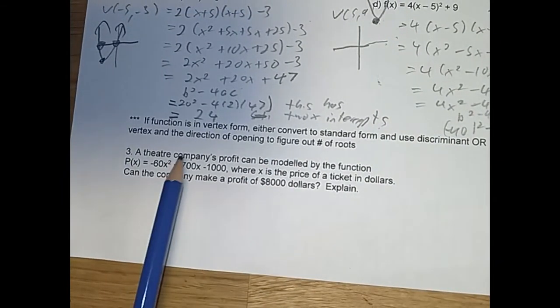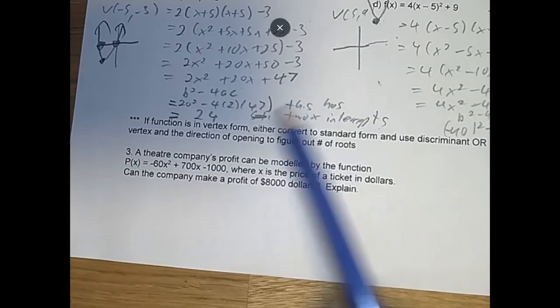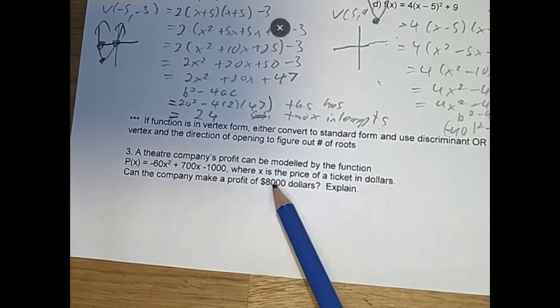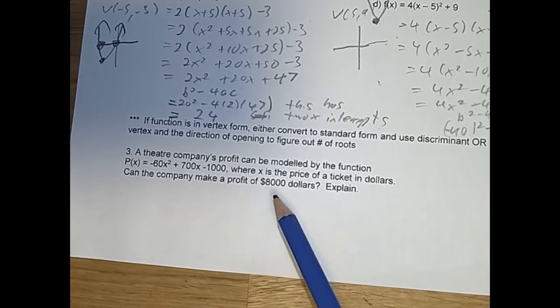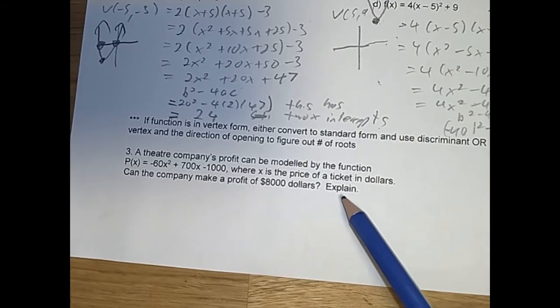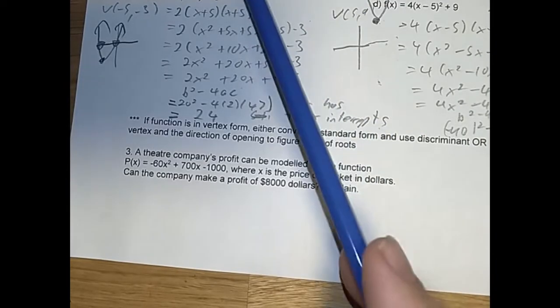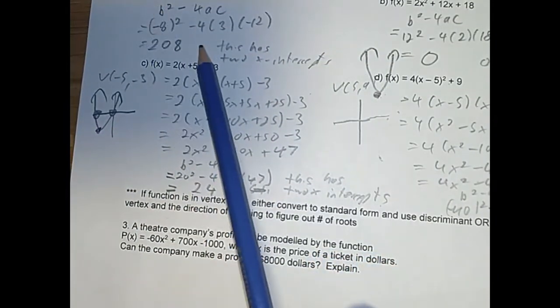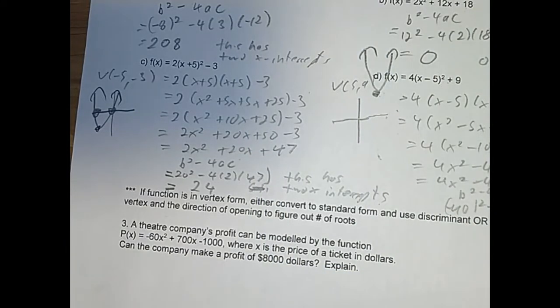Okay, last little word problem here. A theater company's profit can be modeled by the function p of x, where x is the price of a ticket in dollars. Can the company make a profit of 8,000? I don't know. Let's figure it out. If it can make a profit of 8,000, pretty much all you have to do is figure out whether b squared minus 4ac is positive.